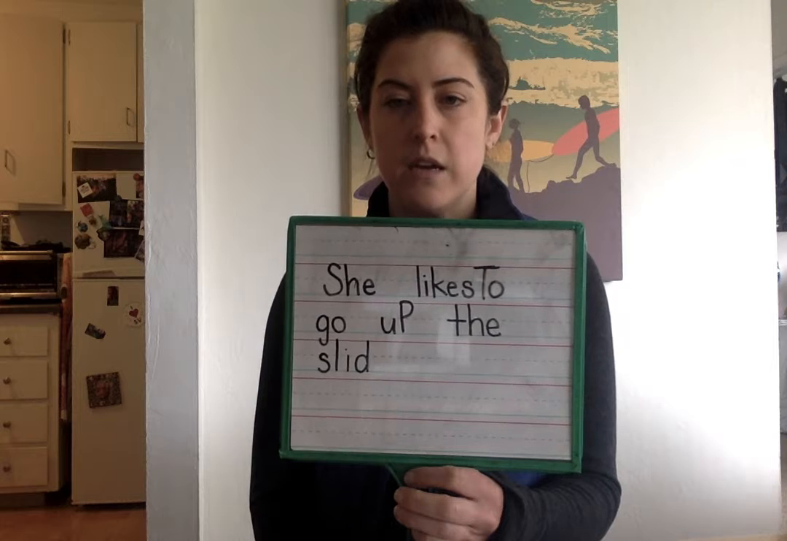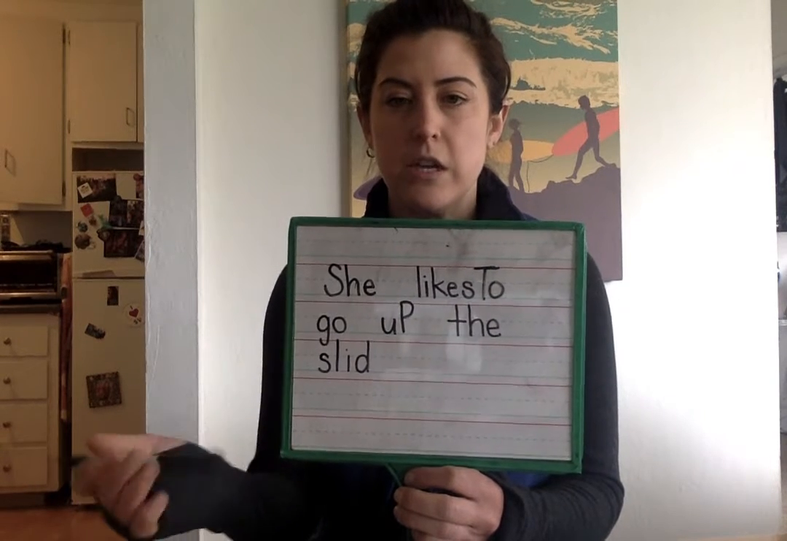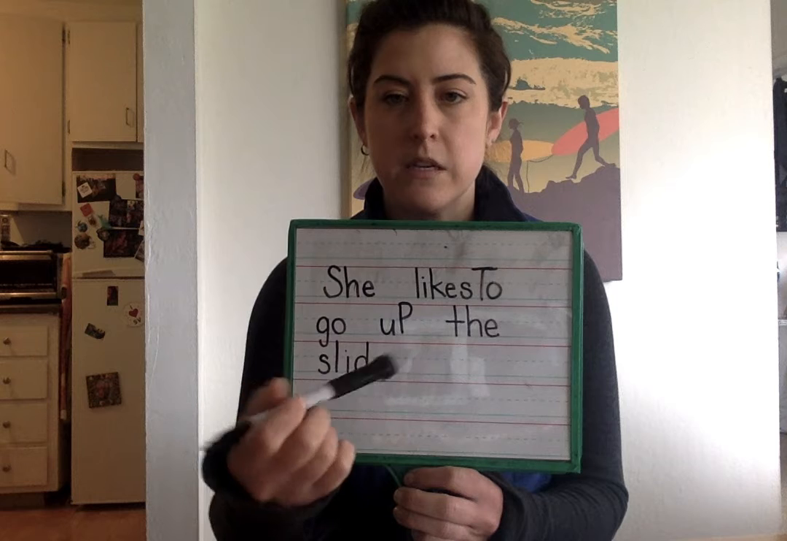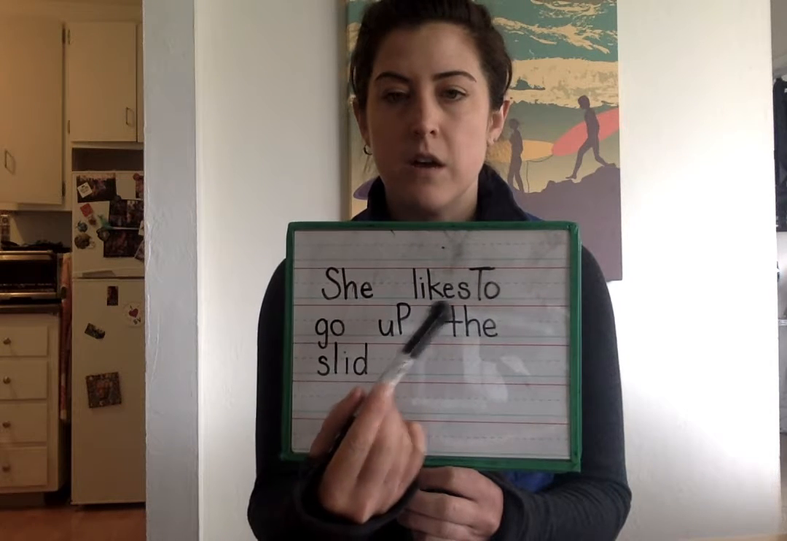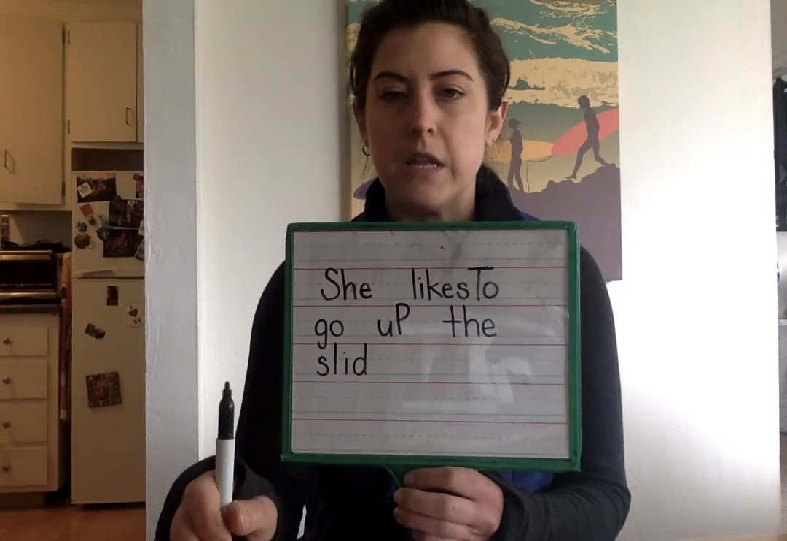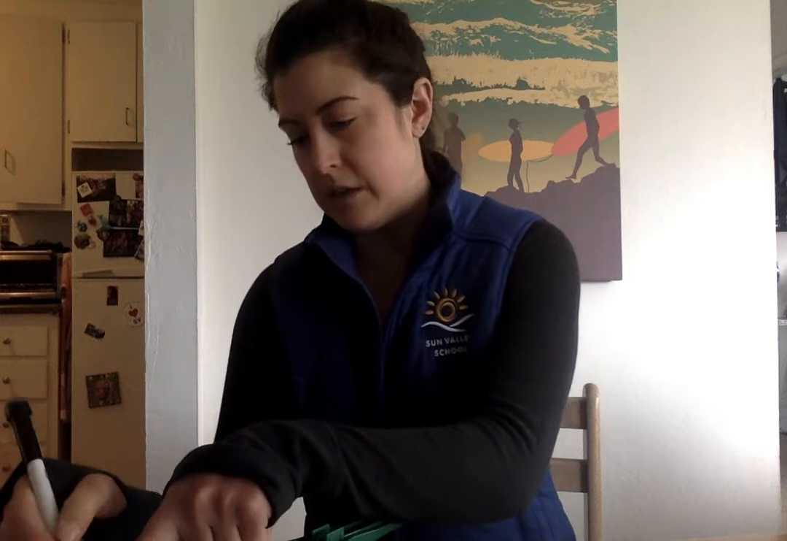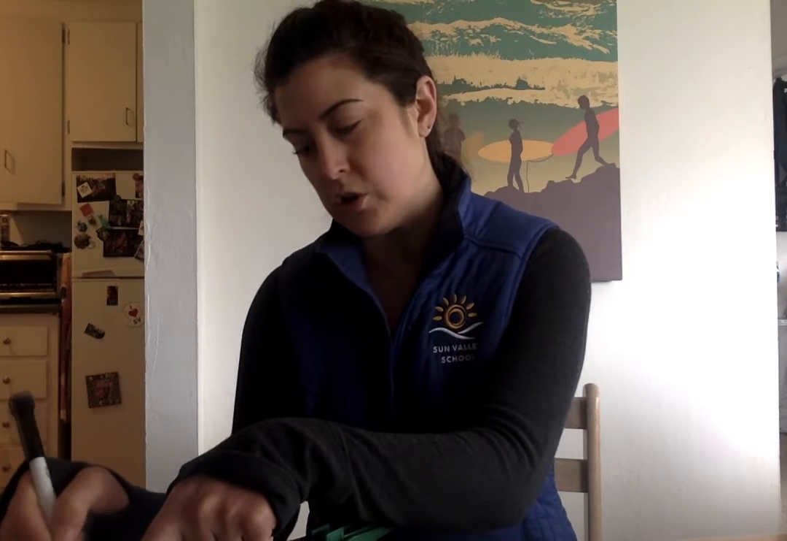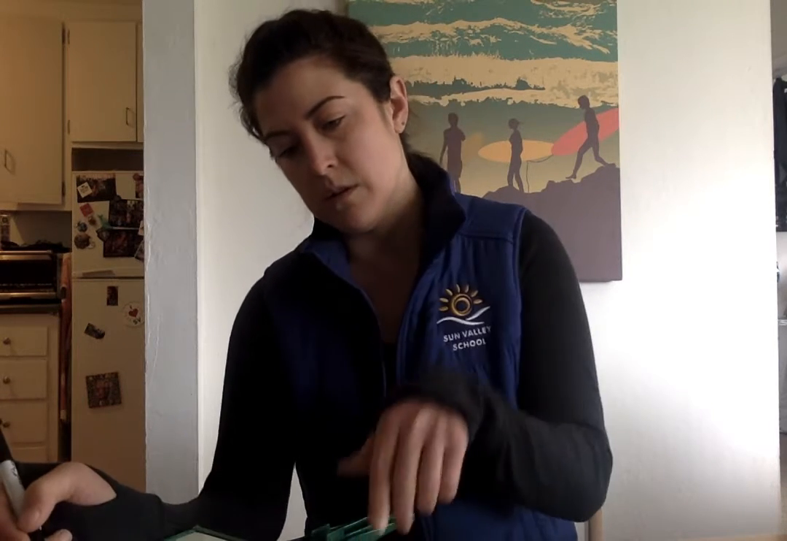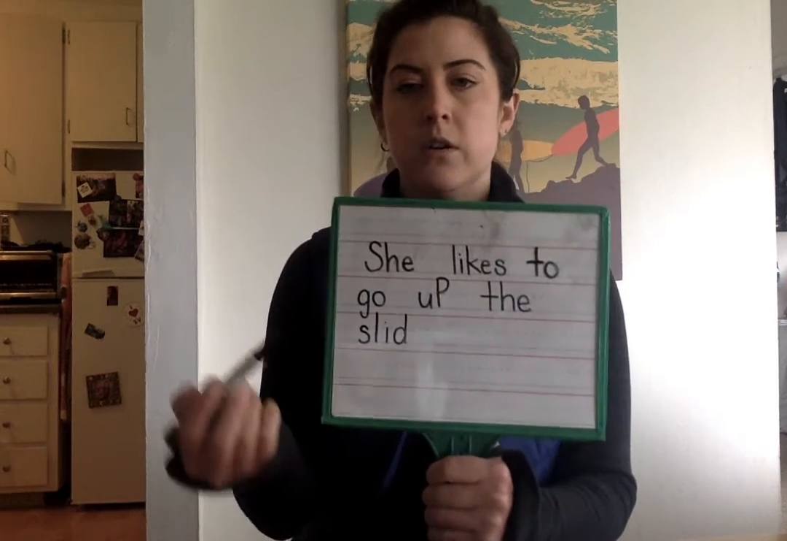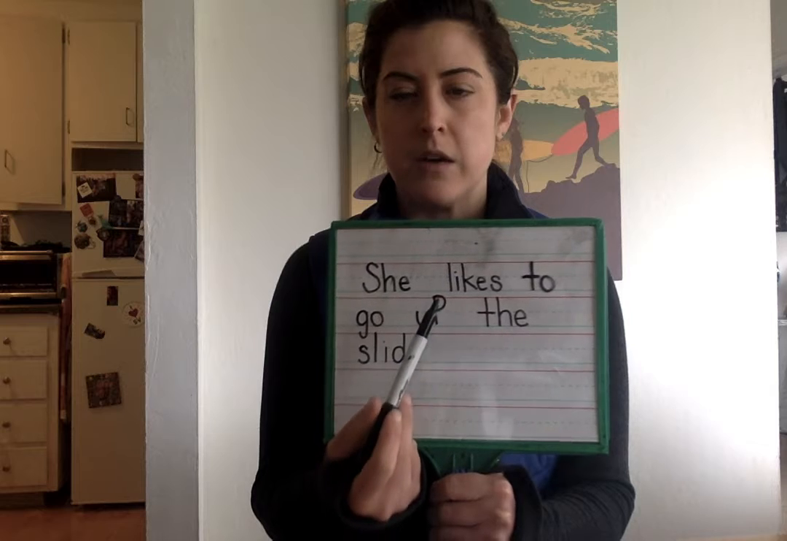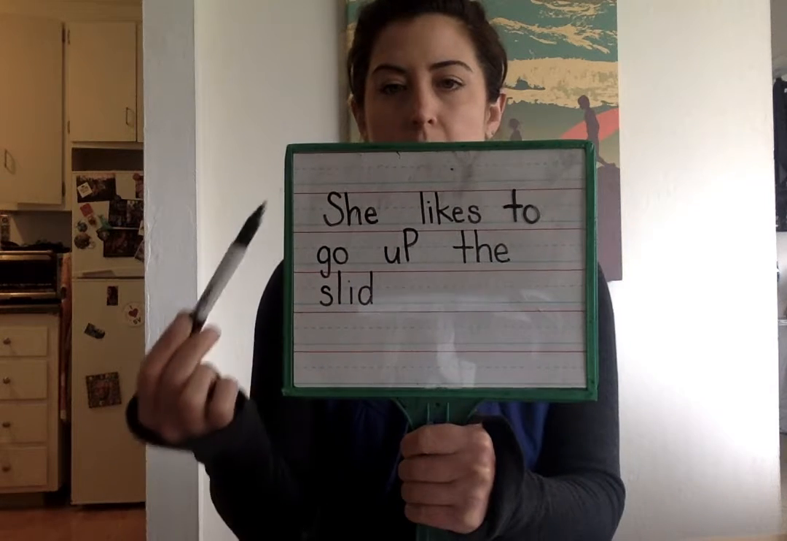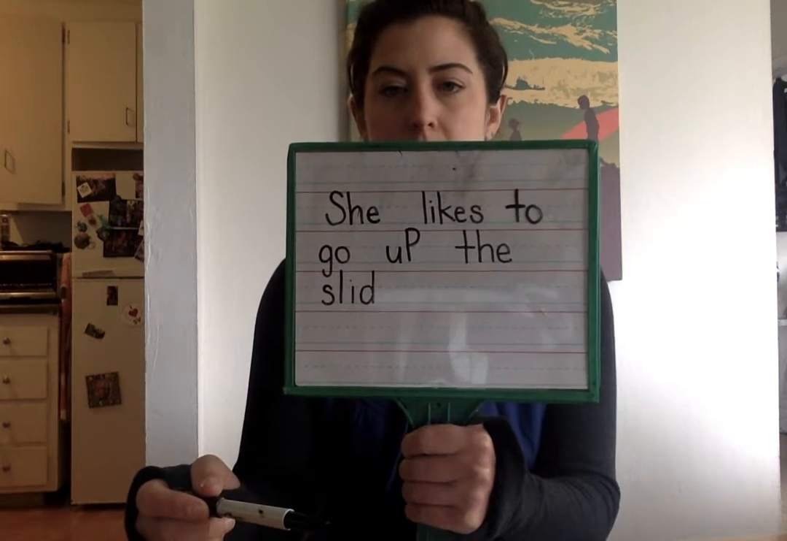What do you see? She is S-H-E, that's good. Then I have a finger space. L-I-K-E-S, likes. There's no space after likes. Likes and to is squished together. Finger space. Make sure you check your work. To is T-O. Go up. Uh-oh, that's a random capital. Check your work. Did you do any random capitals?